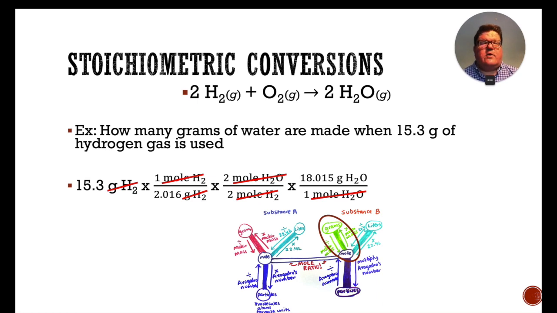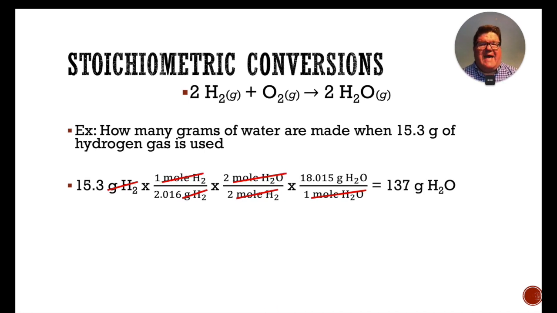Now we need to figure out the numerical portion of this. So, starting from the left there, 15.3 times 1 divided by 2.016, we would have an answer. Then we can multiply that by 2, and then divide that by 2. And then that result, we could then multiply by the 18.015 and end up with a mass of water of around 137 grams.